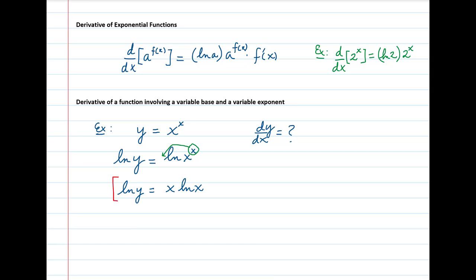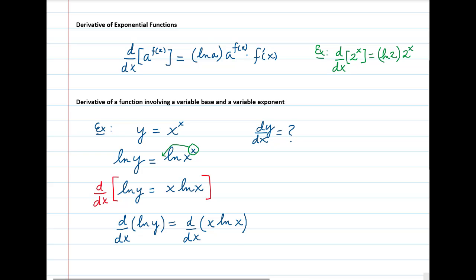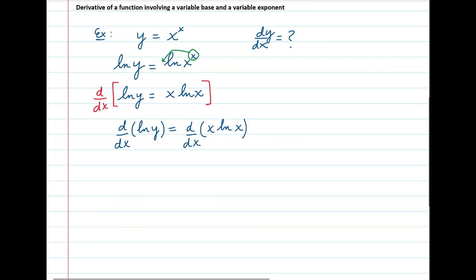Because the whole problem was the base and the exponent were functions of x, but now I have them as a product using logarithms, and we can now take the derivative on both sides and go from there. So we have the derivative of natural log of y is equal to the derivative of x times the natural log of x. Derivative of a natural log is 1 over y, and then because y is a function of x, remember chain rule says we've got to multiply by dy dx.